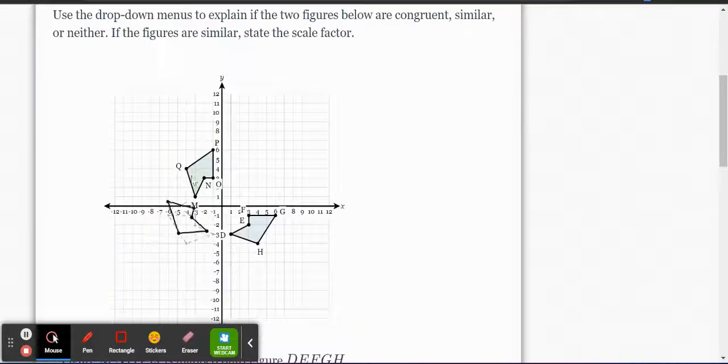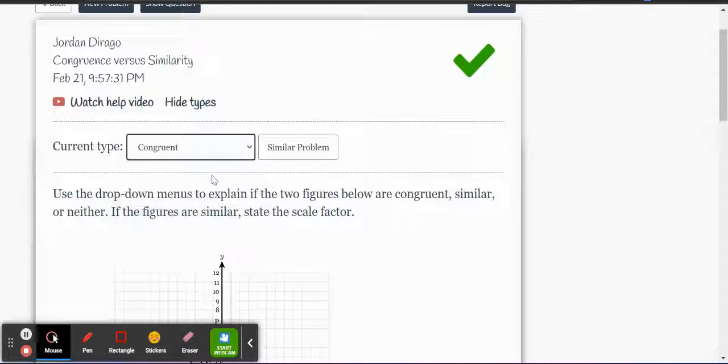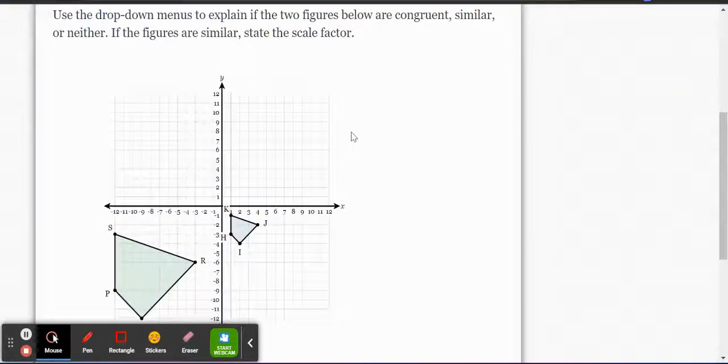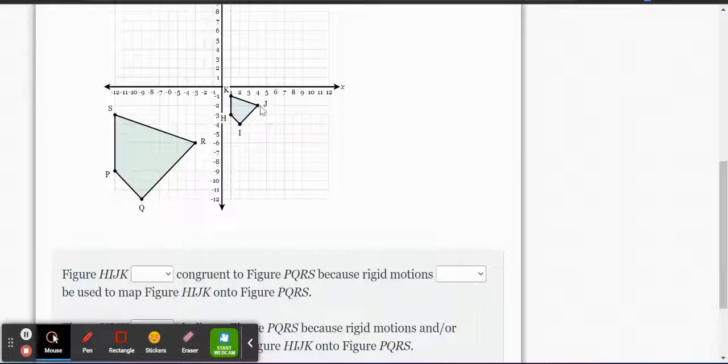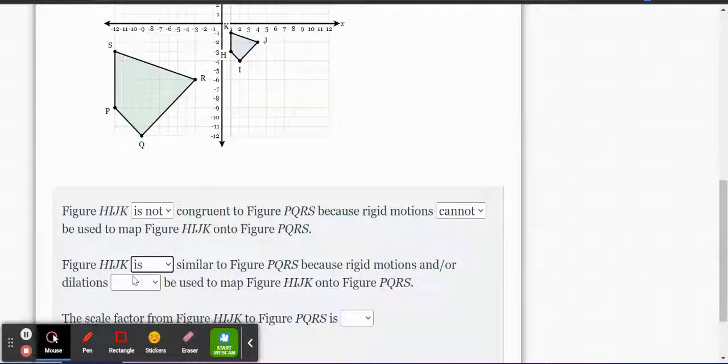Okay, so that's a situation where it rotates, then flips. The size stays the same. It is similar. Scale factor is 1. Now, let's look at a similar but not congruent situation. Okay, so this one, it is not congruent because it's not the same size, because rigid motions cannot be used to map from one to the other. But it is similar, because dilations can be used to map this onto this. So whenever it is similar, dilations can be done.